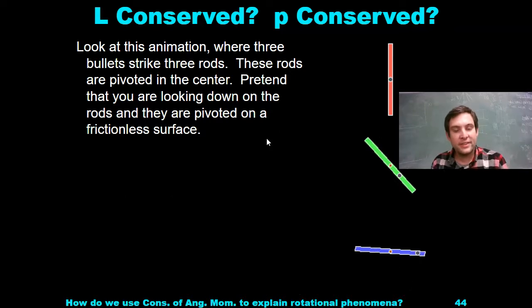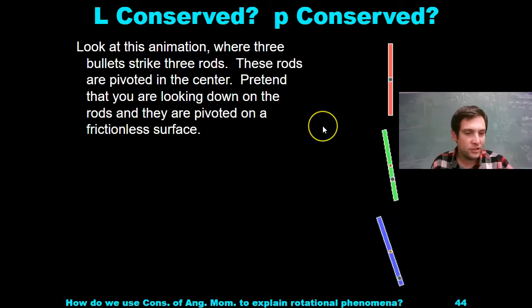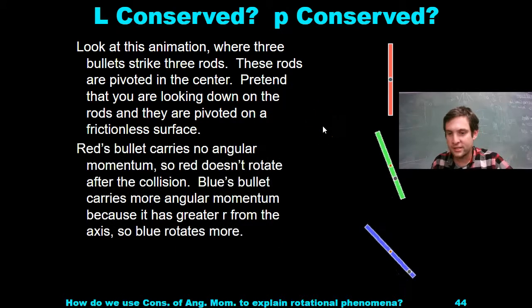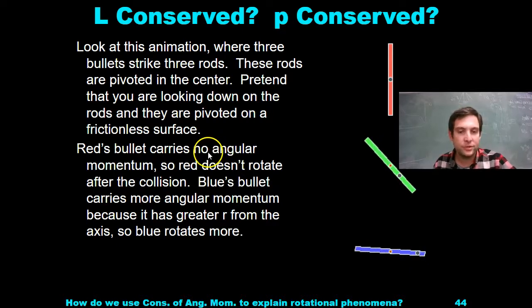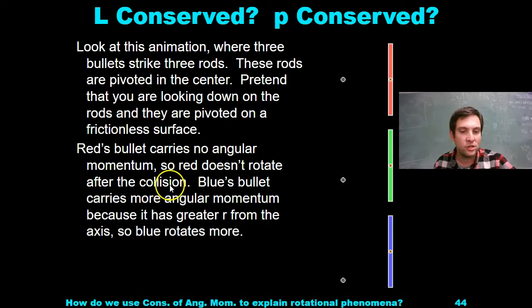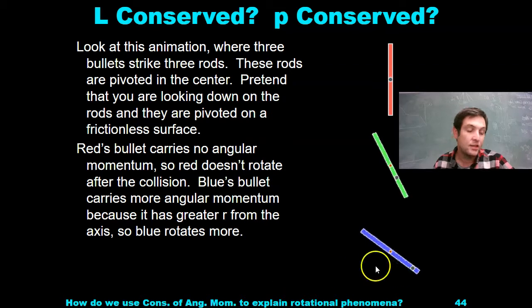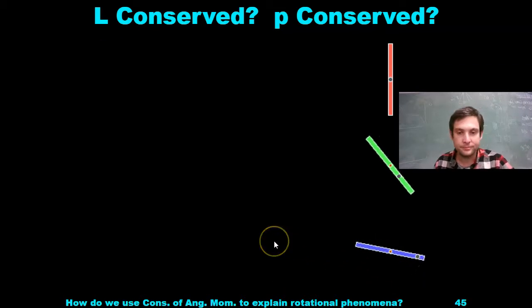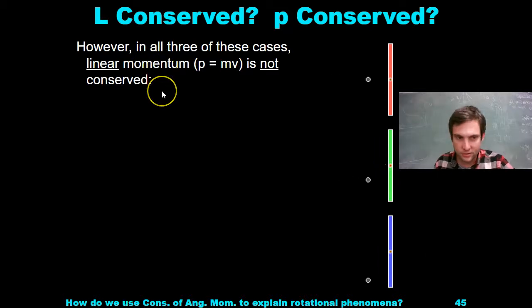These rods are pivoted at the center. Pretend you're looking down on the rods as they're pivoted on a frictionless surface. So we're not accounting for gravity, air resistance, none of that. The red bullets carry no angular momentum, so the red doesn't rotate after the collision. Blue's bullet carries more angular momentum because it is a greater distance from the axis, so the blue rod will rotate more. However, in all three cases, linear momentum is not conserved.